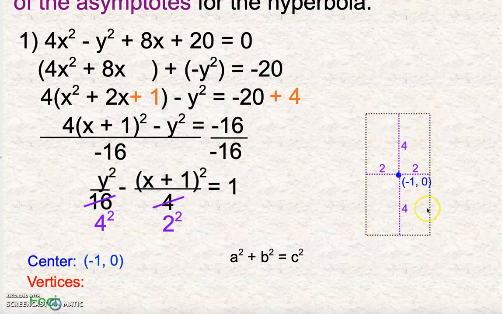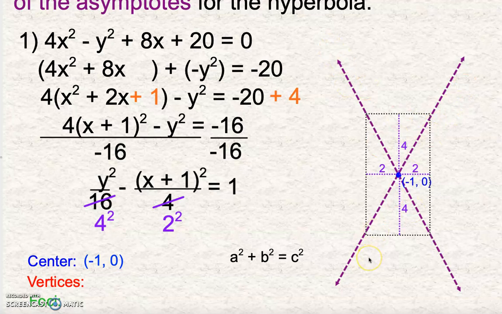Now, why is that fundamental rectangle necessary? Because if I draw a line from one corner to the opposite corner going through the middle, and I draw the other line from one corner to the opposite corner going through the middle, I have just drawn the asymptotes. And those two asymptotes are going to frame in my hyperbola.